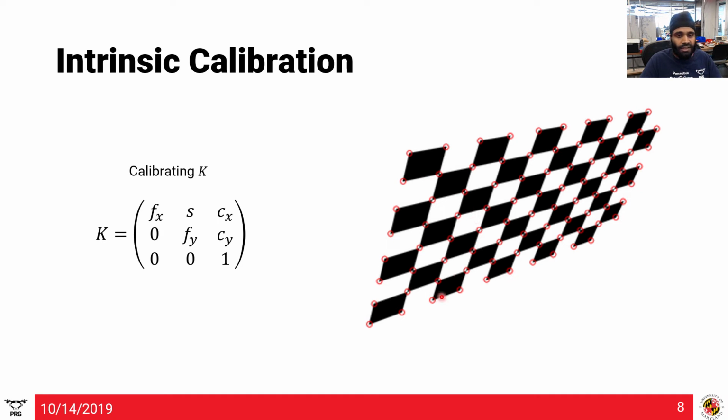So at a given angle, I will detect all these corners. Once I detect this, I know that the distance between these two is 15 millimeter, distance between these two is 15 millimeter.